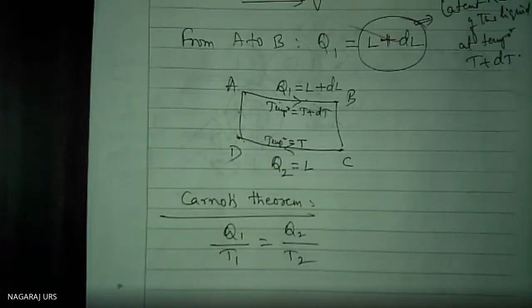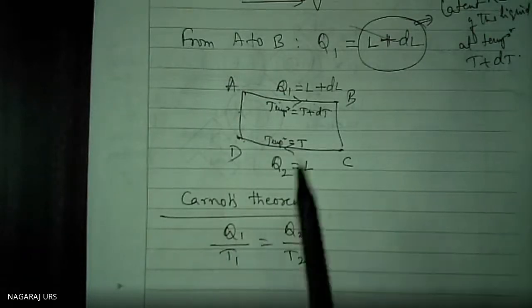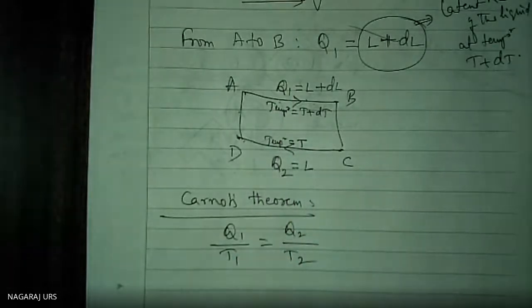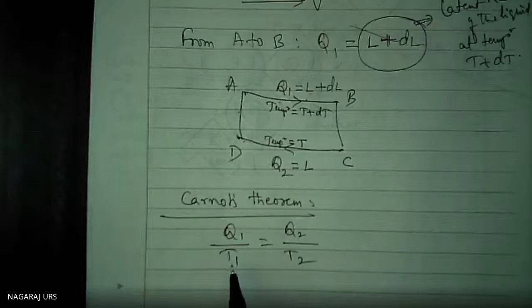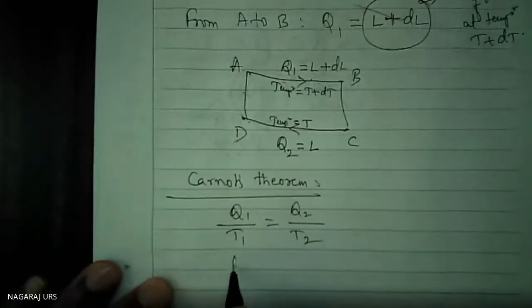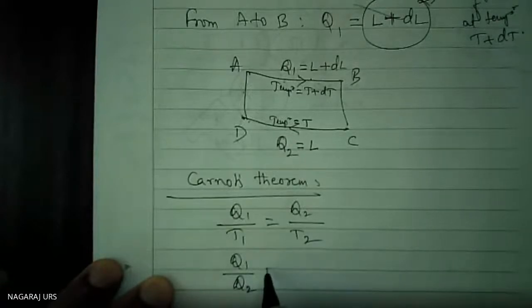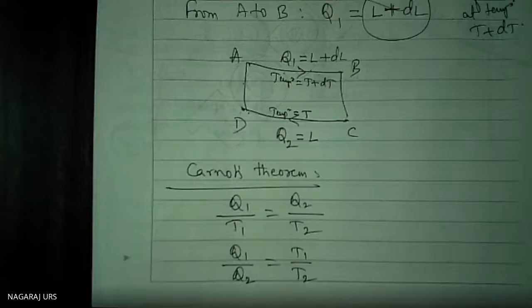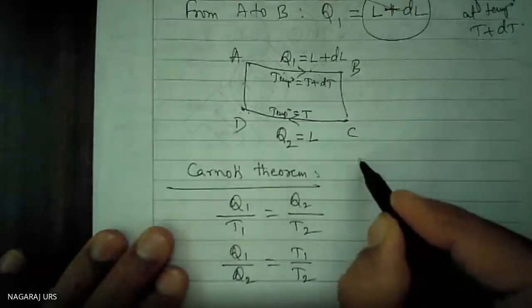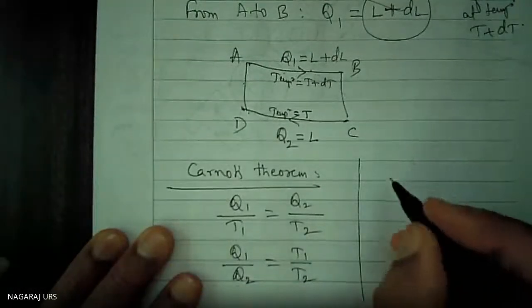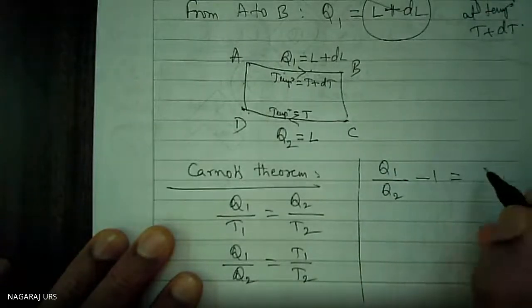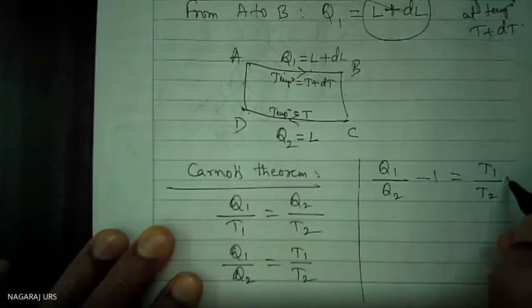If I am applying the Carnot's theorem principle, Q1 by T1 is equal to Q2 divided by T2. But T1 is a known thing for us, and Q1 and Q2 are also known. I can write it like this: Q1 divided by Q2 is equal to T1 divided by T2. Then I can subtract 1 on both sides: Q1 by Q2 minus 1 is equal to T1 divided by T2 minus 1.